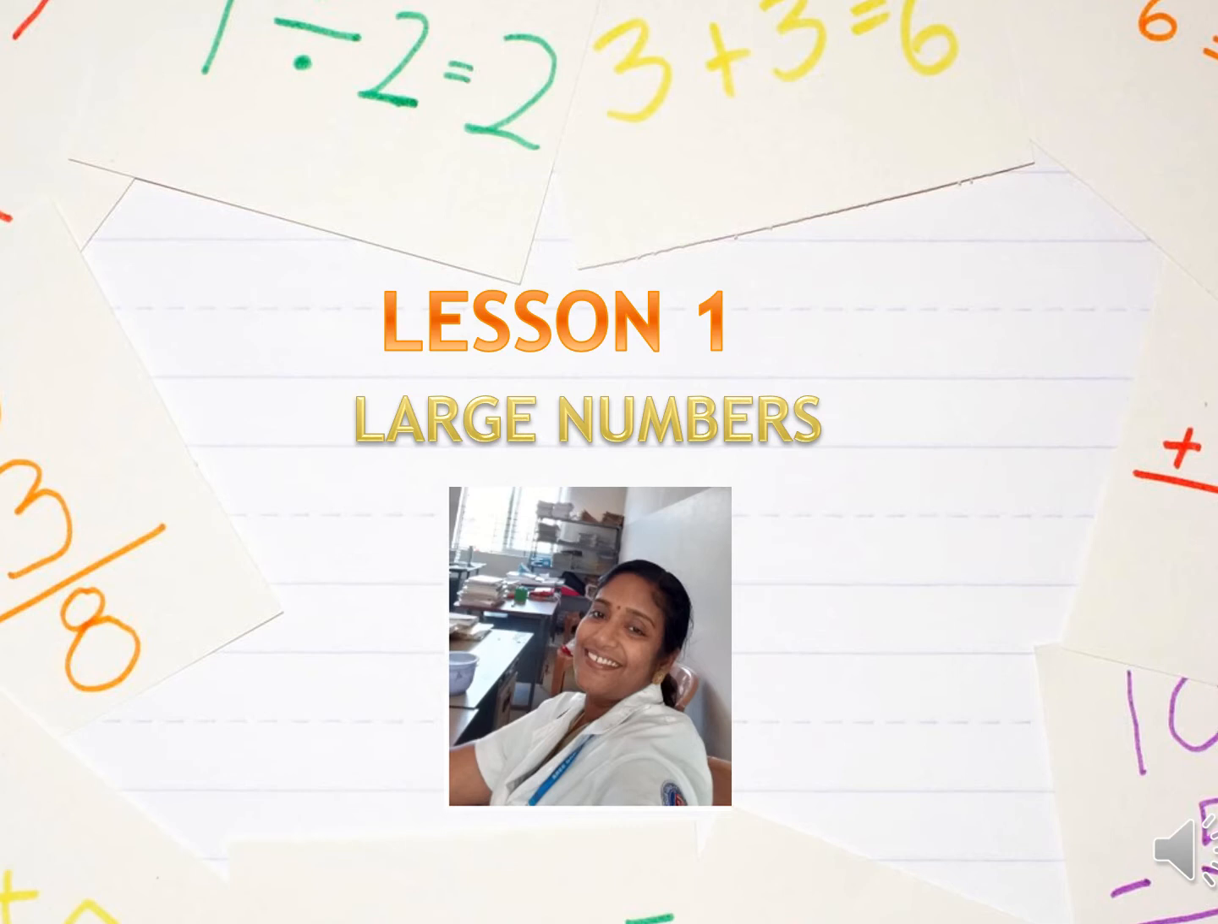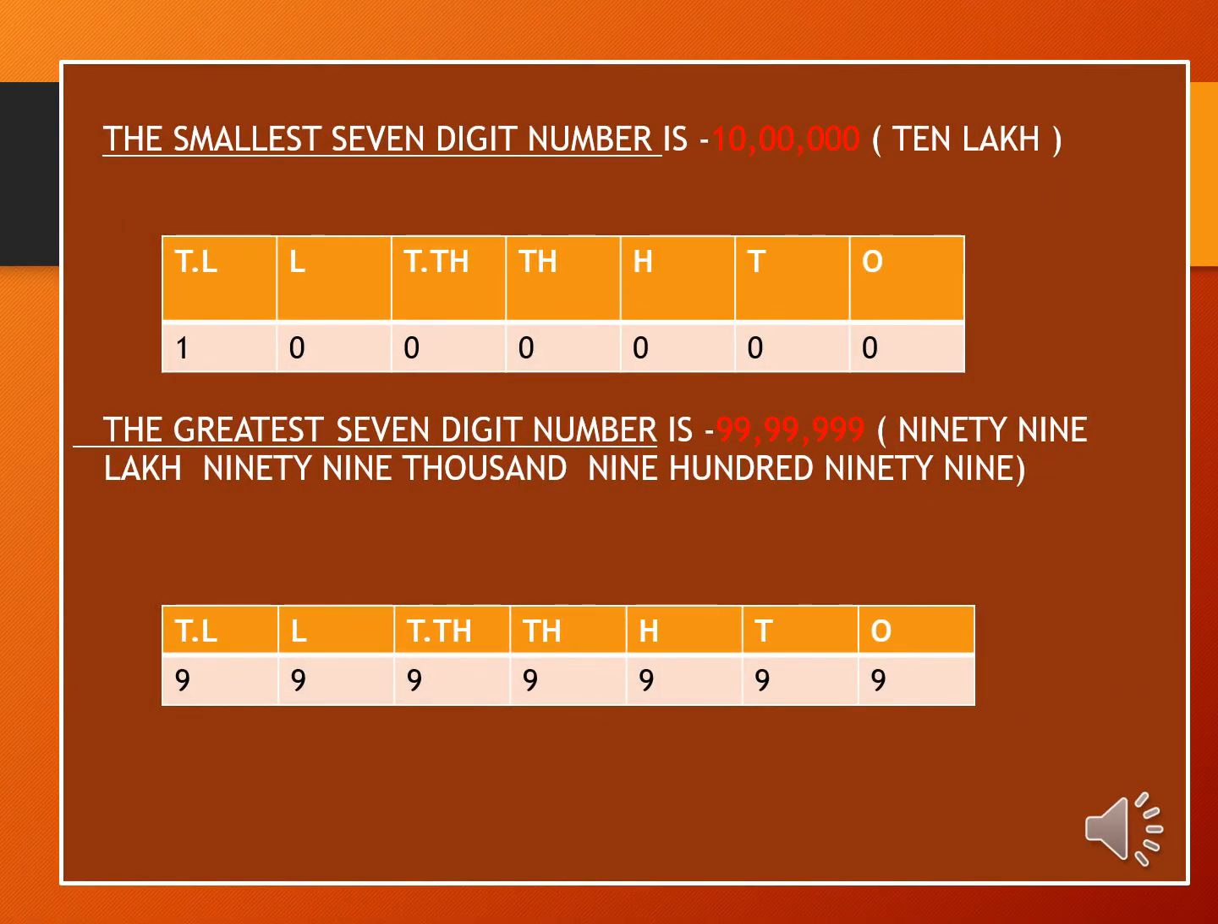Today we can start lesson 1, large numbers. In this lesson we are mainly dealing with 7 digit numbers and 8 digit numbers. Let us start with 7 digit numbers. Which is the smallest 7 digit number? The smallest 7 digit number is 10 lakh.